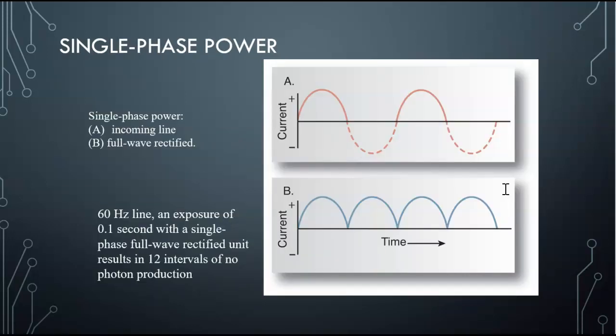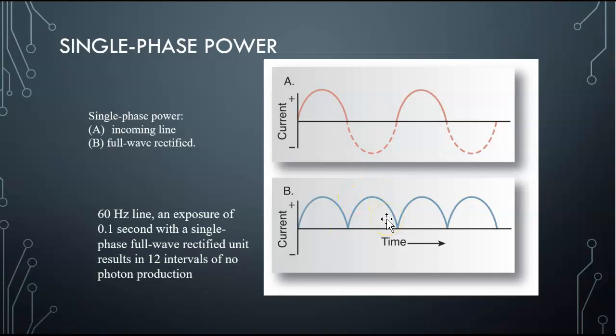All right, so here we have single-phase power. A is incoming line current, so this is a good sine wave. As you can see, the solid line is the positive, the dotted line is the negative, right? If we look at B, this is a full wave rectified sine wave. So this portion down here is flipped up here.